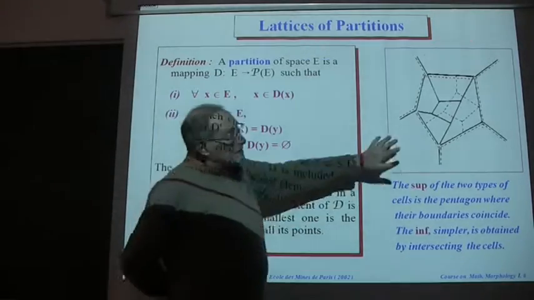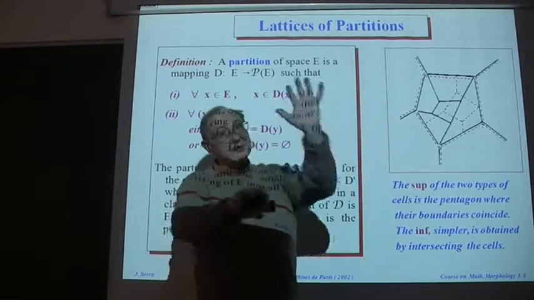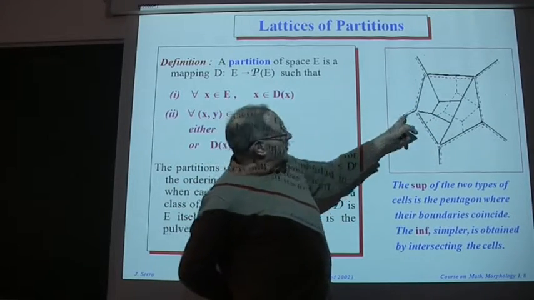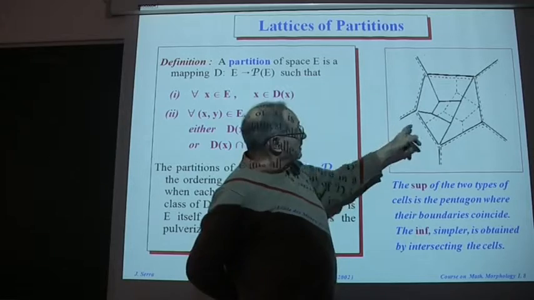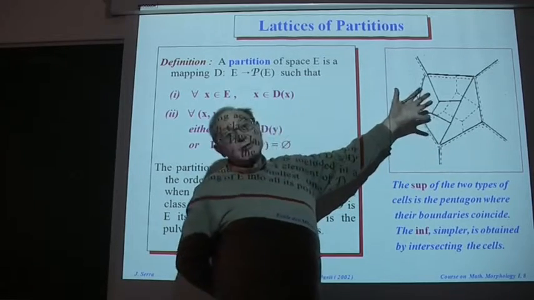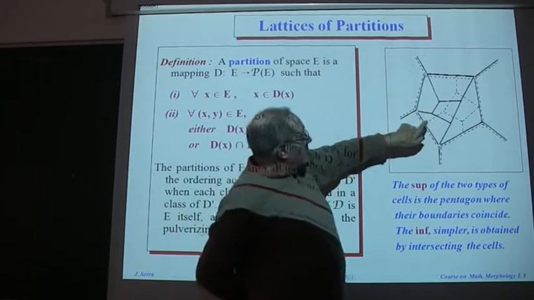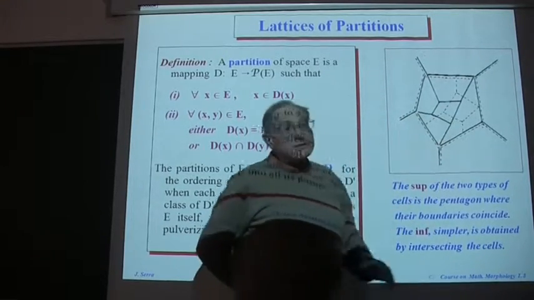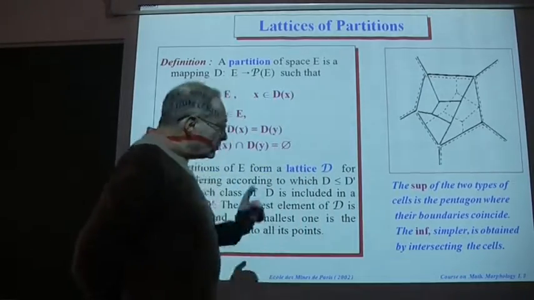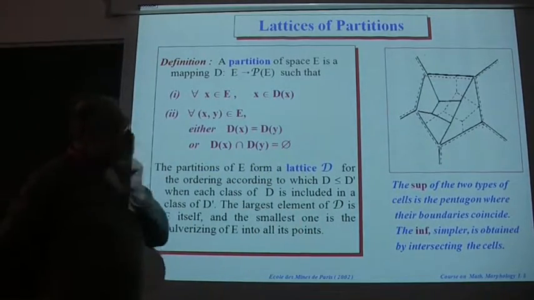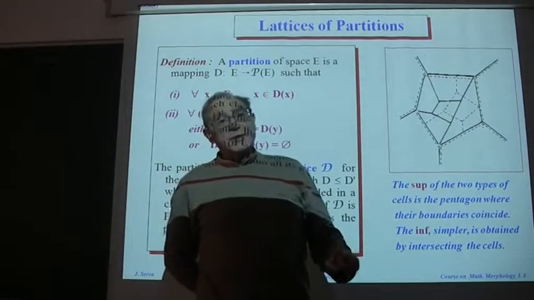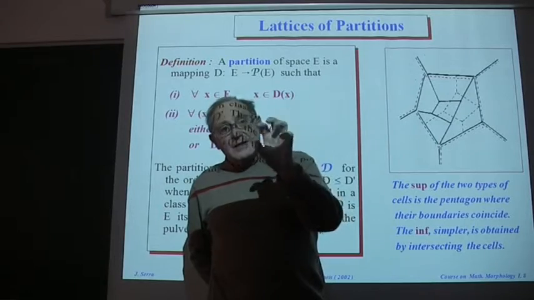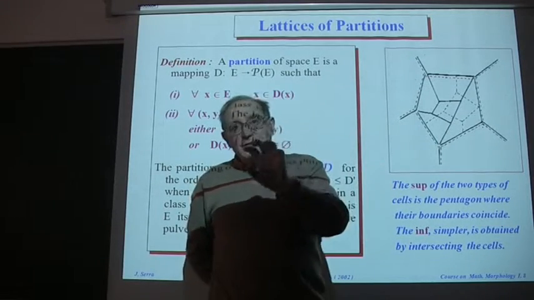In this lattice, the infimum is very simple. You take the intersection of the sets. So if you have the two partitions that you see here, the one with a continuous line and the one with dotted line, the infimum of the two is just that. You take the intersection of the classes. The supremum is more difficult. The supremum is the smallest partition of the space which is a union of classes of the first and of the second.